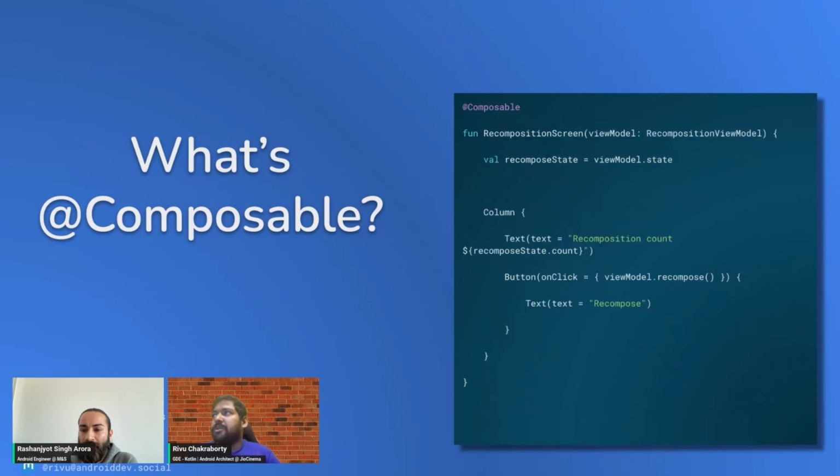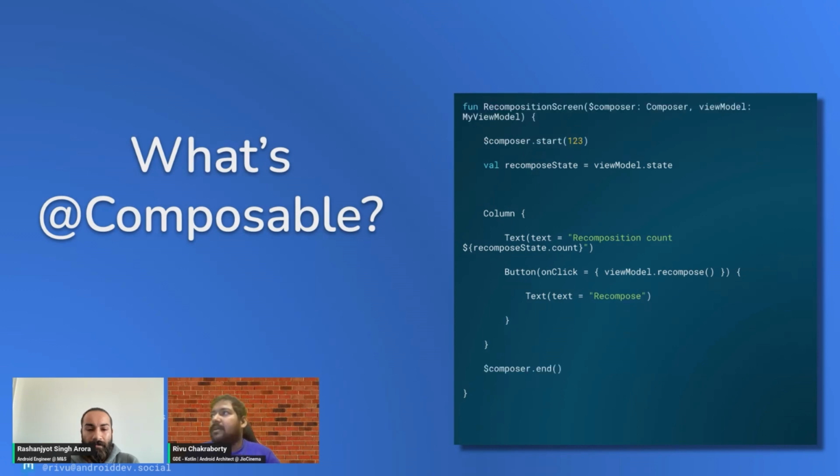Here I have a screen that is supposed to recompose whenever the state changes. I am observing the state with viewModel.state, and let's assume that's a mutable state. And whenever that state changes, the composable should recompose, right? And that's how it works. Again, now the composer starts, we observe the state, and then our code goes, right?